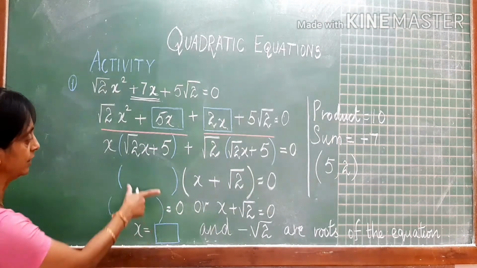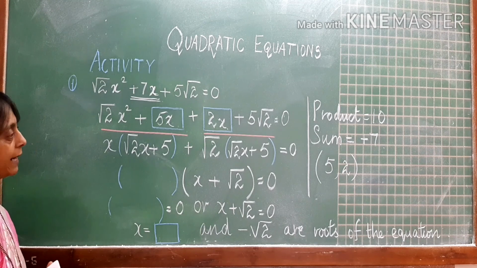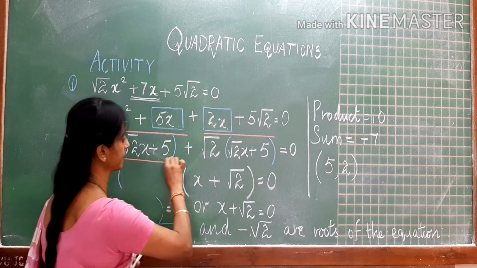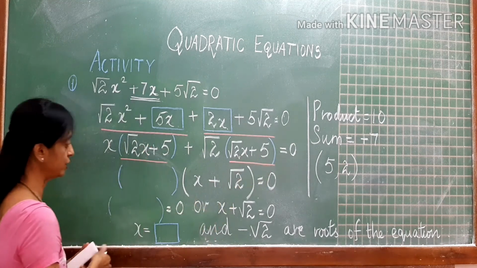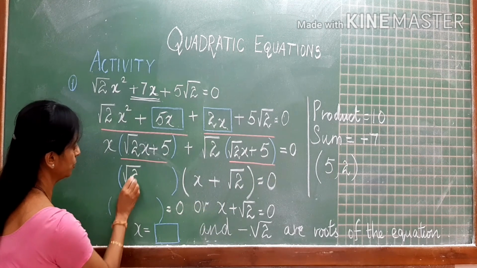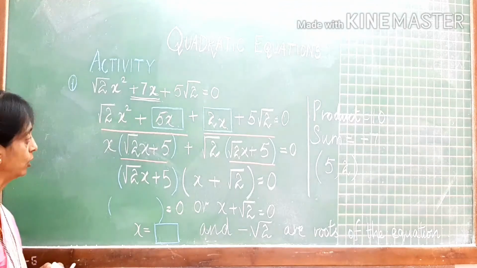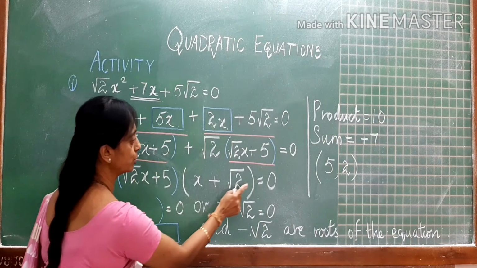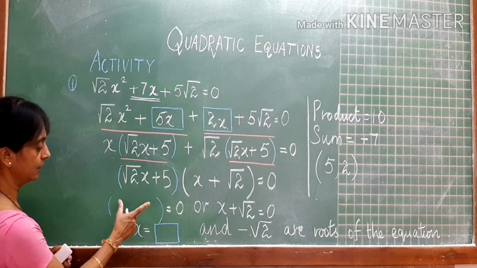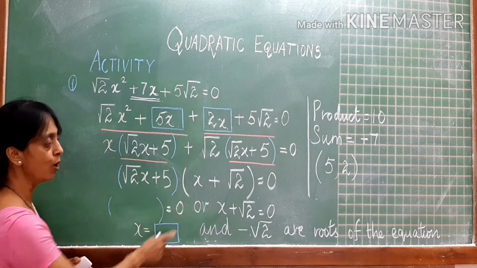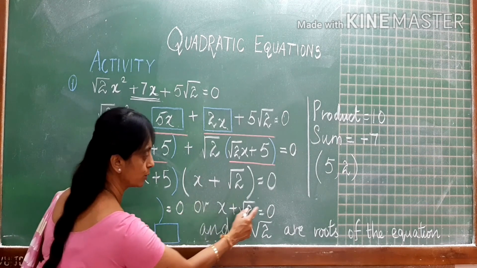Next term. Children, what we have to fill up? What do we write as the first term? Always the common binomial that we get inside the bracket. That is root 2x plus 5. So let's write it down. Root 2x plus 5, and in the other bracket goes the other uncommon terms, that is x plus root 2, which is equal to 0. Let's move further, children. Let's proceed. Now here dash is equal to 0 or x plus root 2 is equal to 0. So they have taken down x plus root 2 is equal to 0.